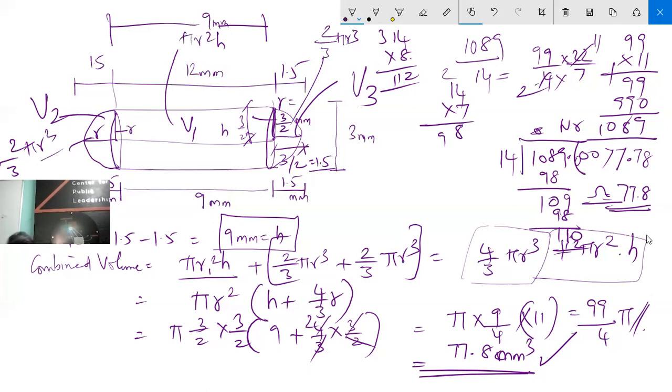Very simple sum. This kind of sum, when it comes, you should attempt it immediately. In 5 minutes you can finish it off. Okay. I'm going to copy and paste it in your WhatsApp now.